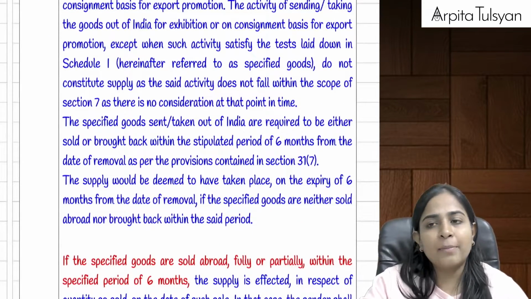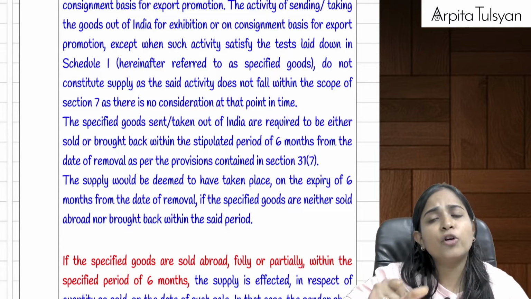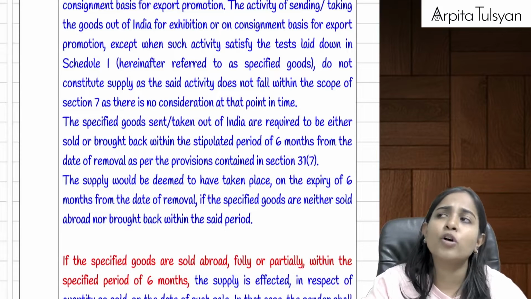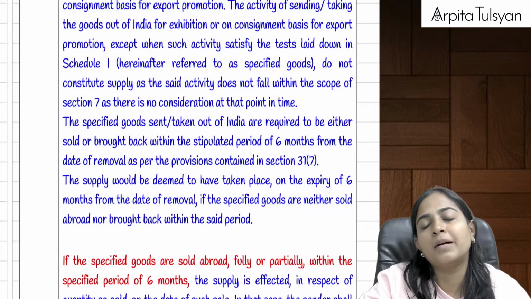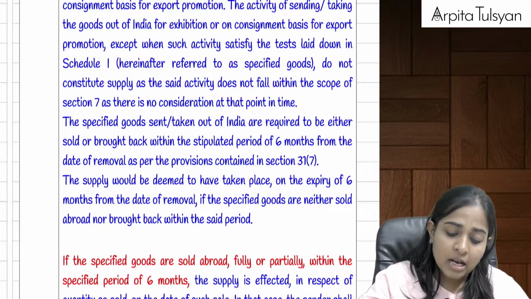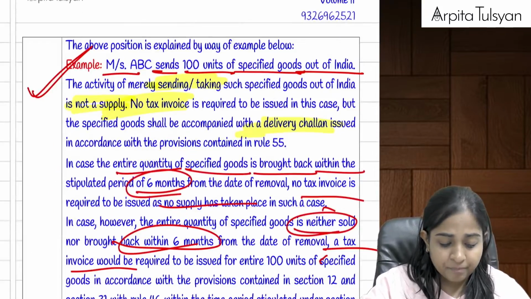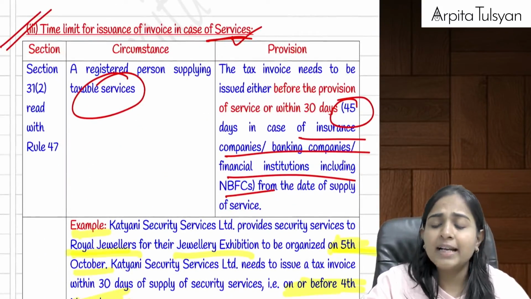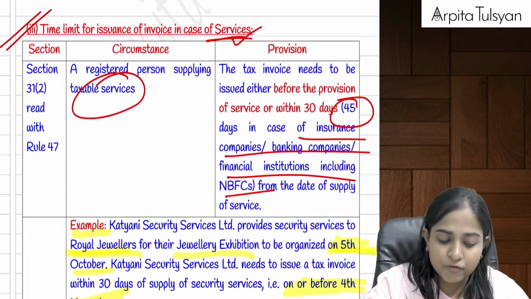That is, if you are able to sell it within 6 months, then at the time of supply the invoice needs to be issued. If you are not able to sell within 6 months, or if you have not brought it back within 6 months, then as soon as that 6 months period expires, the invoice needs to be issued in such a case, right? Then after that, the time limit for issuance of invoice in case of services. What will happen in case of services?